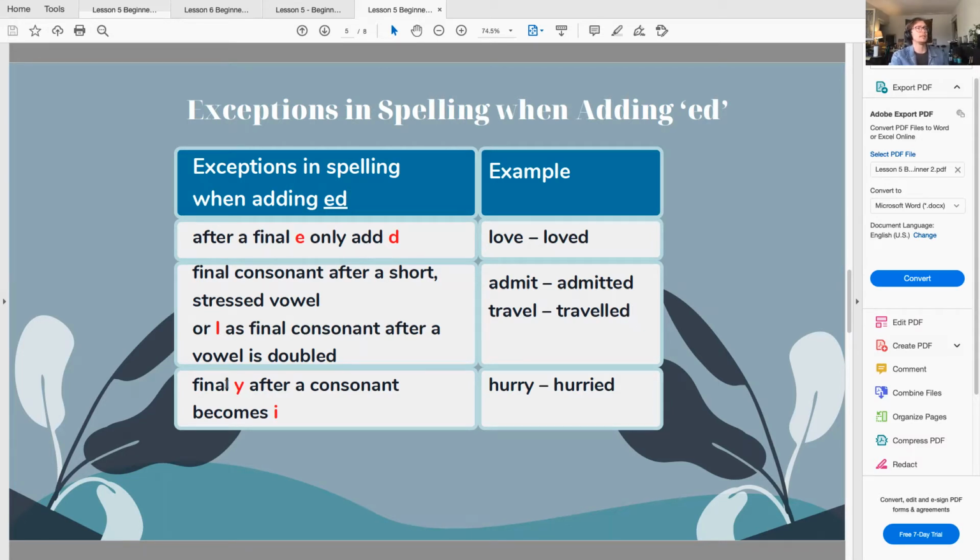And then finally, if the last letter of the verb is a Y and it comes after a consonant, it becomes I. So we take a look, we have hurry, which is spelled H-U-R-R-Y. We just change that to hurried. And that's the same for all verbs that end with Y.